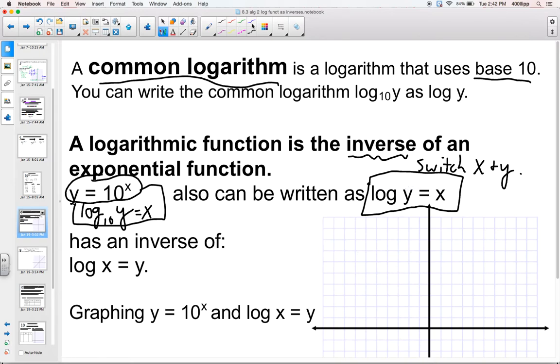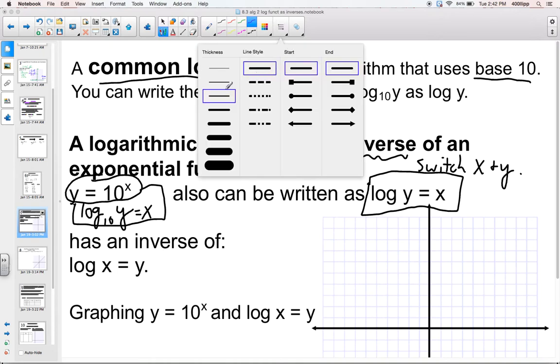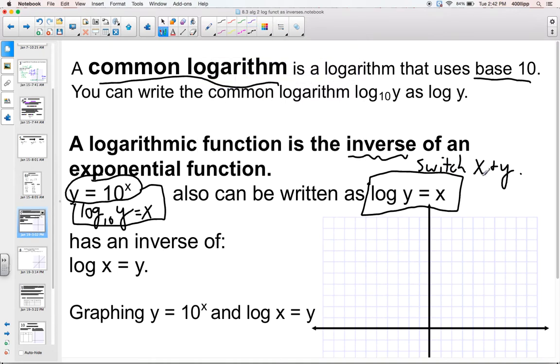Okay, so moving on now. Now we're going to look at the inverse. As we just said before, the inverse is switching x and y. So if we take log of y equals x and we switch x and y, we get log of x equals y, because I just switched the x and y. Which also means log base 10, right? Because if there's no base written in, it's a 10. Log base 10 of x equals y. And changing it to exponential form, we can write it as 10 to the y is equal to x.